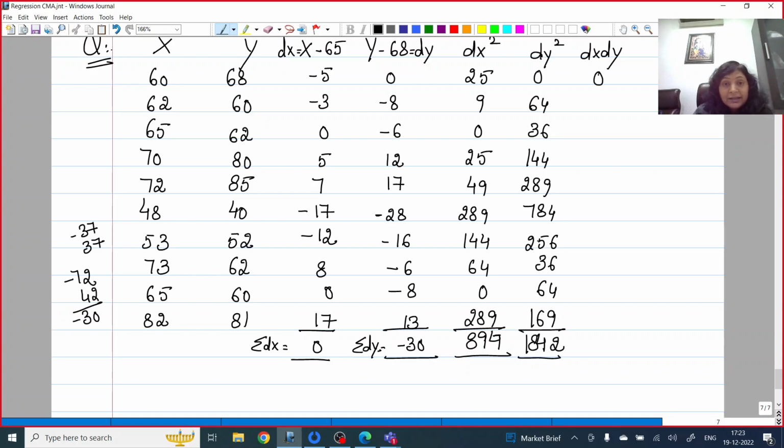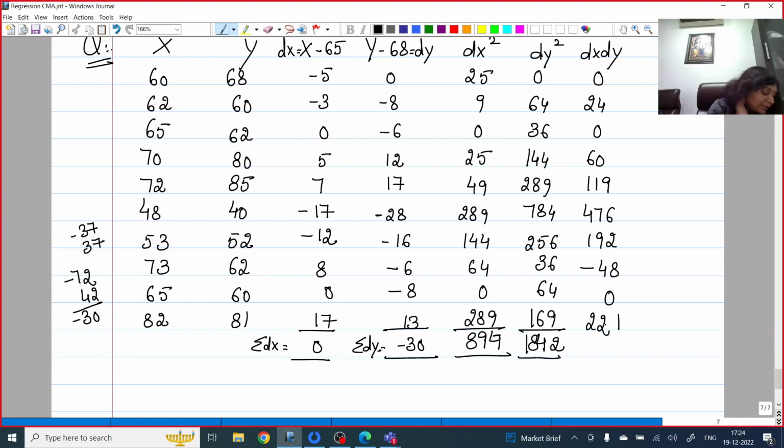So summation dx dy: this is 0, 24, 0, 60, this is 119, 17 into 28 is 476, 12 into 16 is 192, this is minus 48, 0, and 13 sevens are 91, 13 ones are 13, so 17 into 13 is 221. Now first we have to add them. 24, 60 minus 48 is 12, 24 plus 12 is 36. So we add 36 plus 119 plus 476 plus 192 plus 221. This becomes 1044.